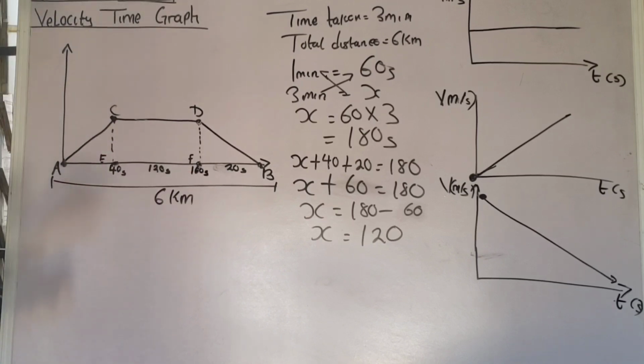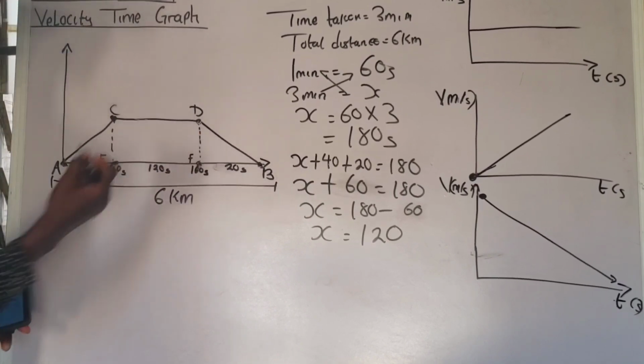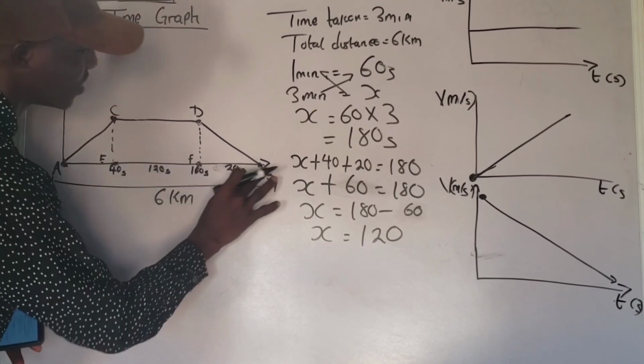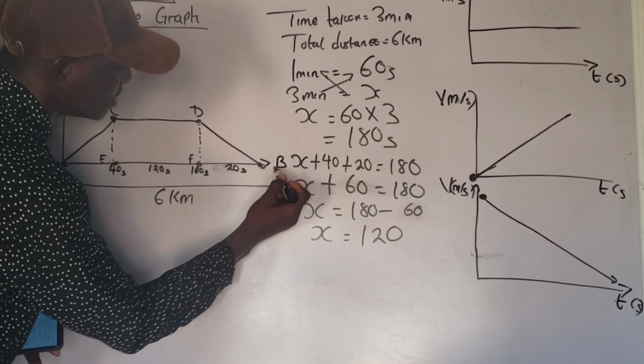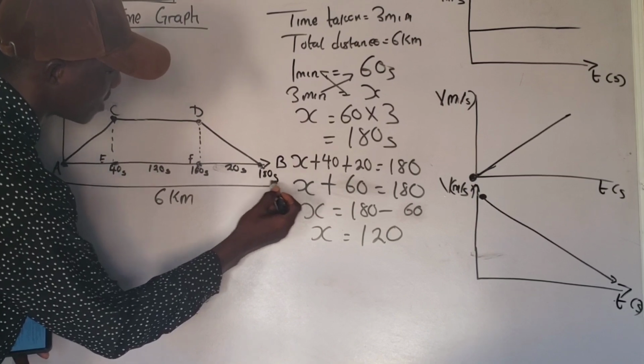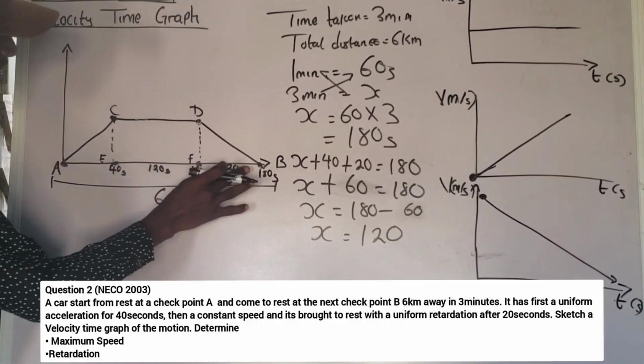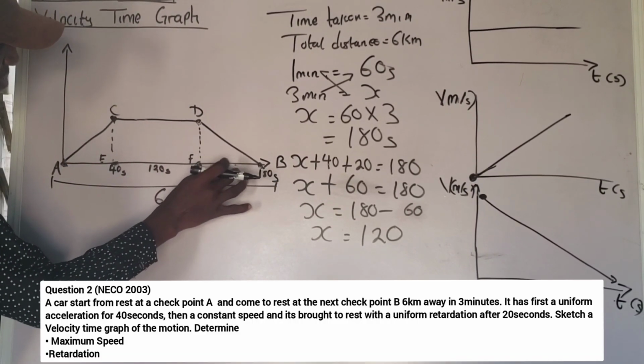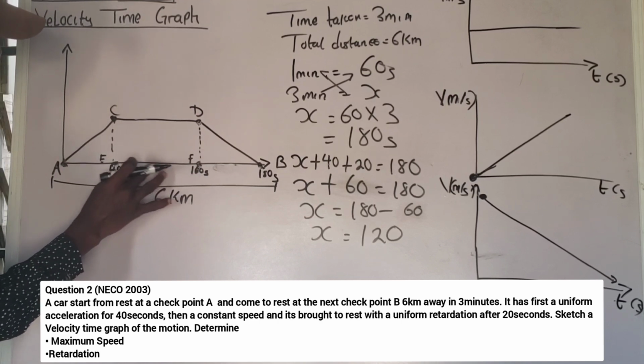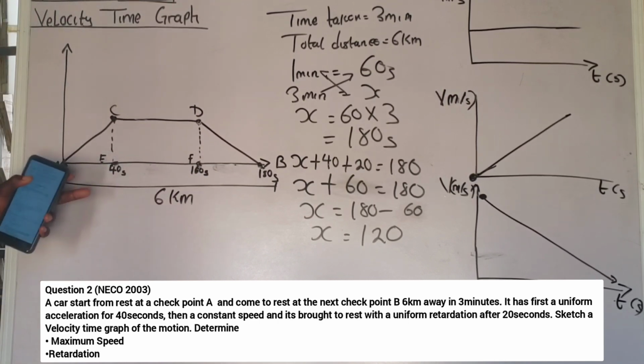Do you understand? And if I want to get the time taken from this point to the total time taken, that will be 180 seconds. Okay? Let me put it as B. 180 seconds. Do you understand? So I can erase this. I can also erase this now. Do you understand how I got this? If you do understand, reverse the video and watch it again. Okay? It's simple.